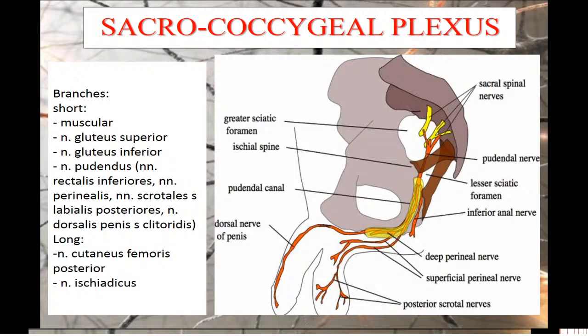Then the pudendal nerve gives off deep perineal branches supplying the deep muscles of the perineum. And the deepest branches of this pudendal nerve are the dorsal nerve of the penis in males or the dorsal nerve of the clitoris in females. So this nerve is the main nerve supplying the external genital organs in males and females.